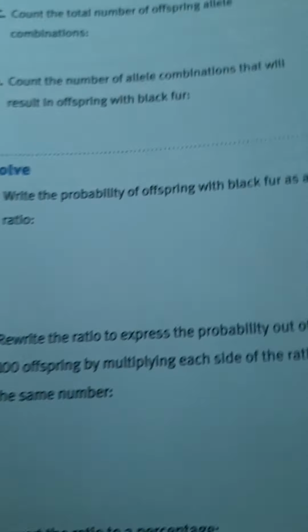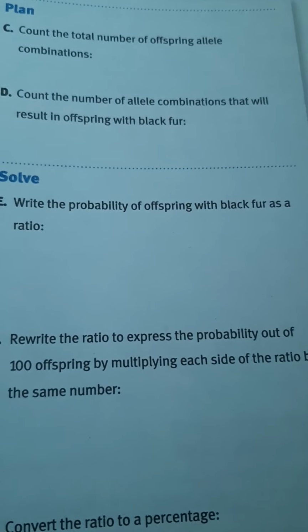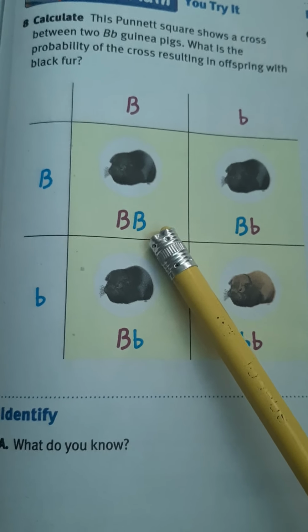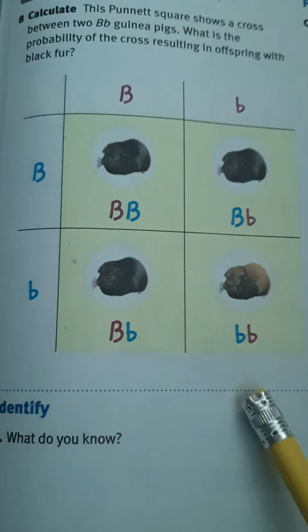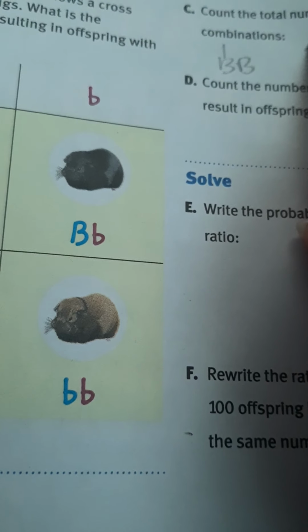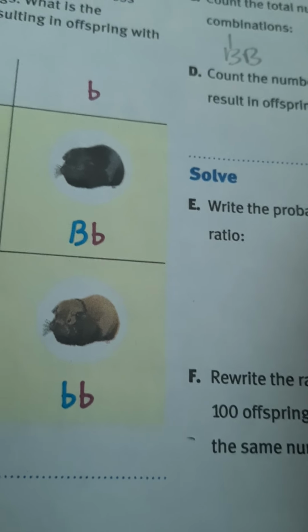Count the total number of offspring allele combinations. How many alleles do we have here? We have the homozygous dominant, the heterozygous, and the homozygous recessive. So we have 1 B capital B capital, 2 B capital B small, and 1 B small B small.